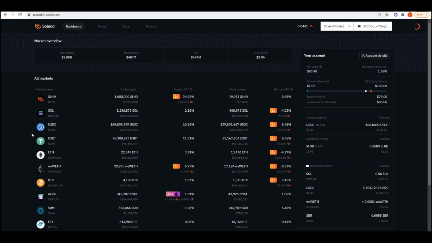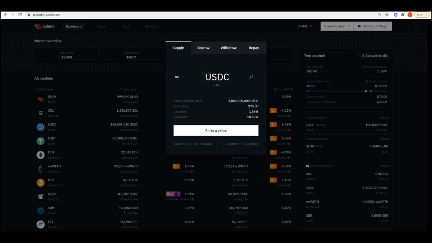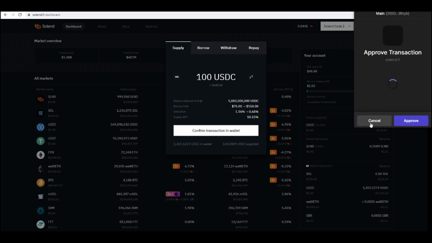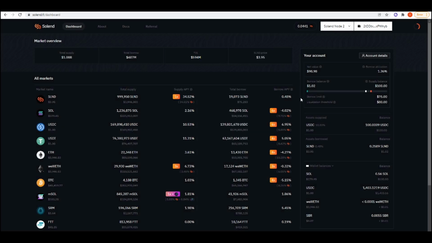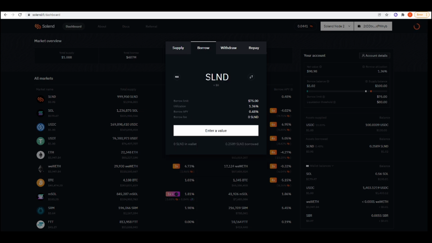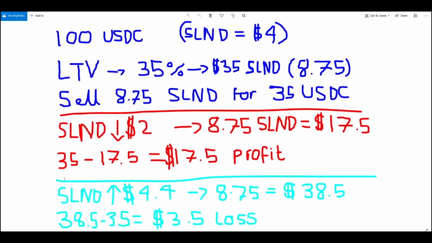So as I showed you before, all you need to do is deposit USDC, press supply, and then approve it in your wallet. I've already got USDC here on Solend Finance, so I won't show you that. But now you need to borrow some SLND tokens. So I want to short SLND, so let's just change this to the dollar value. It makes it easier. So I'm going to borrow 8.867. The price of SLND is $3.95, so it's slightly different from my example here.